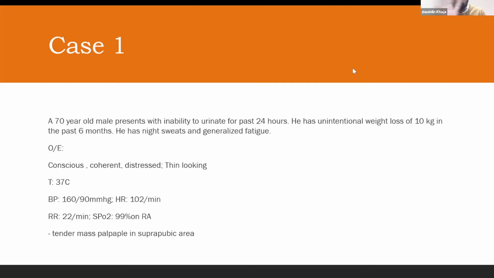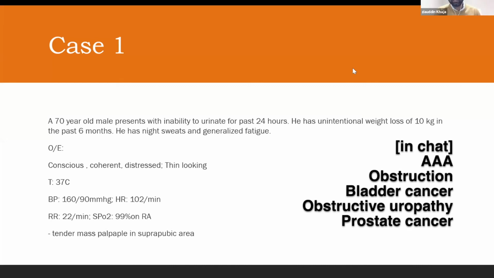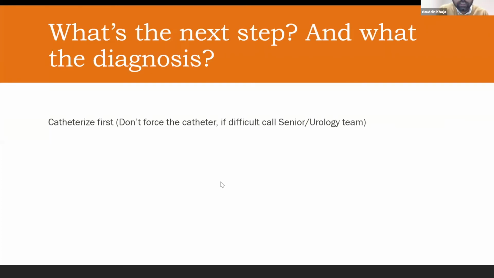So yeah, just by looking at this, what are you thinking? Yeah. So these are the things that we're thinking. Yeah, it's a possibility. So all these things are a possibility. Especially palpating this mass that you feel on the tummy, given the history of weight loss and night sweats, I would be thinking about cancer as well. So, okay, this came up. So what's the next step?